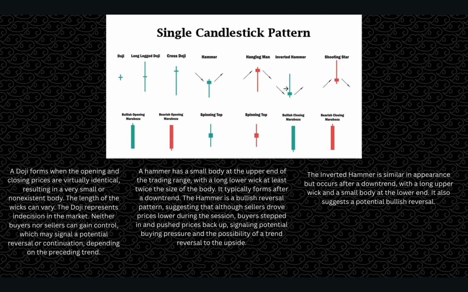The inverted hammer is similar in appearance, but occurs after a downtrend with a long upper wick and a small body at the lower end. It also suggests a potential bullish reversal. So you can see, boom, it went down and went back up. Then we have the shooting star, the reverse of an inverted hammer. Sorry if I sound complicated, it's just a lot of words. But once you get used to it, it's very easy to understand. Shooting star, these arrows would help you.